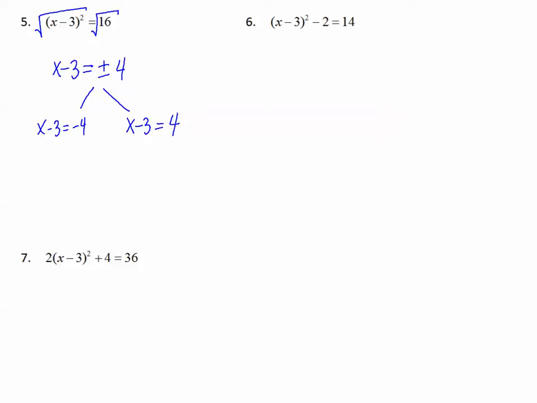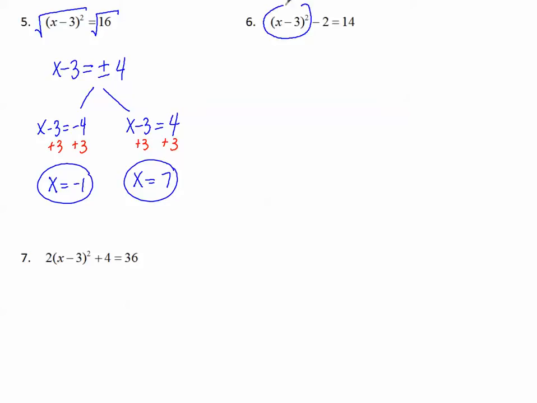Then I solve each of those equations. Add 3 to both sides here, add 3 to both sides here. In this one I get x equals negative 1, and in this one I get x equals 7. Now don't rush through these, take your time.